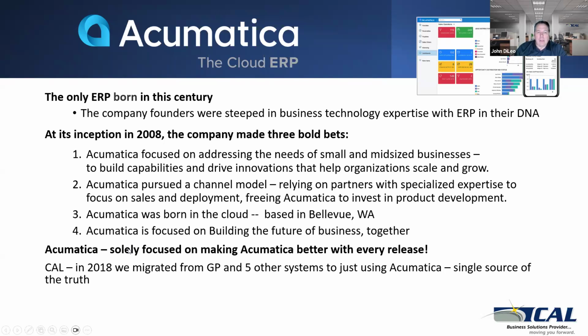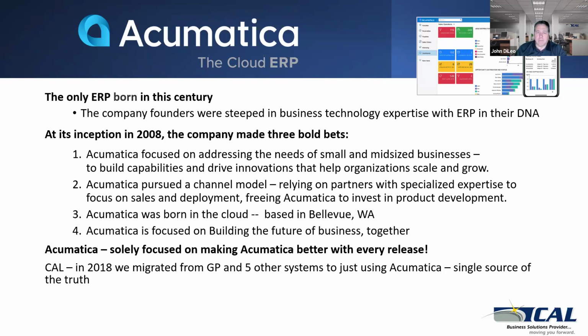Every release, so they have 2 releases every year, they're trying to make Acumatica better. So I always equate this back to when Great Plains was not owned by Microsoft. Great Plains was only focused on one thing, making their software better, right? They're not focused on any other industries. So everybody is hyper-focused on one thing, making their software better as a solution.